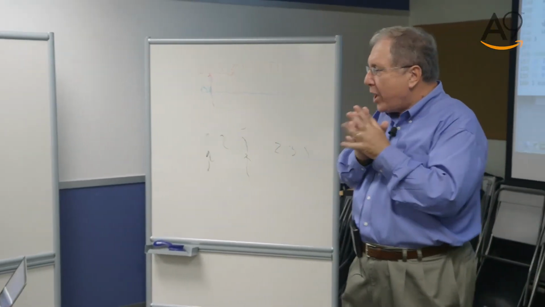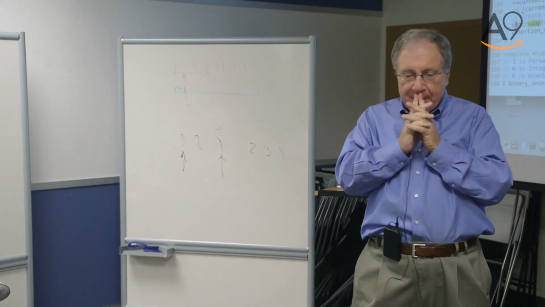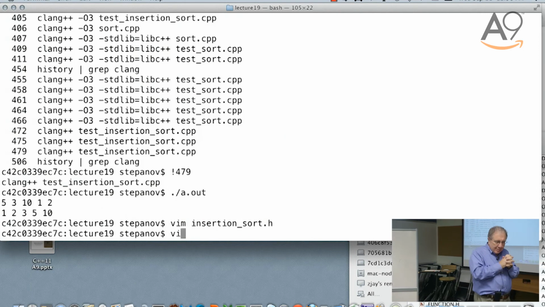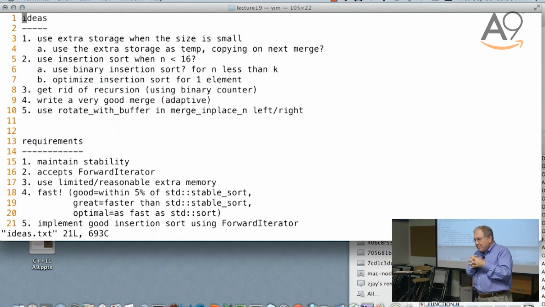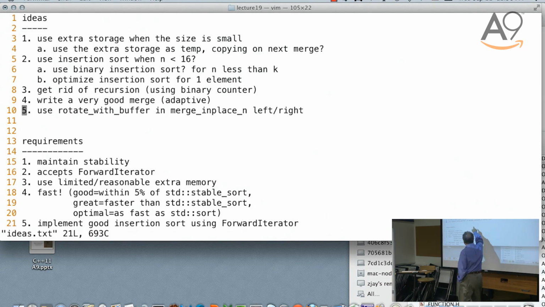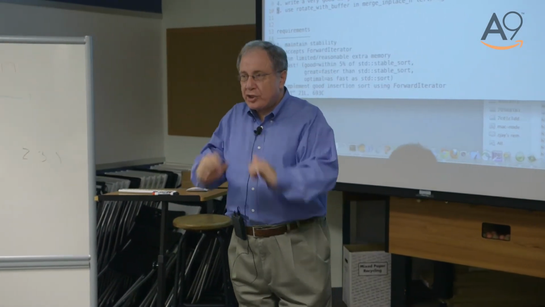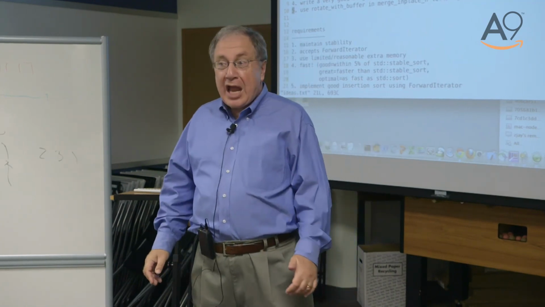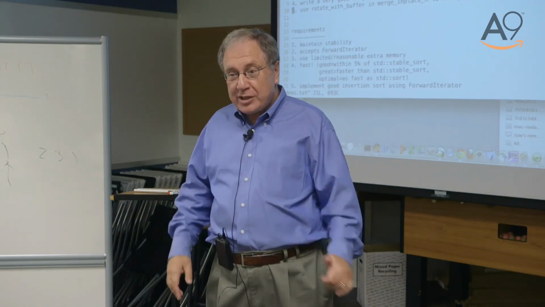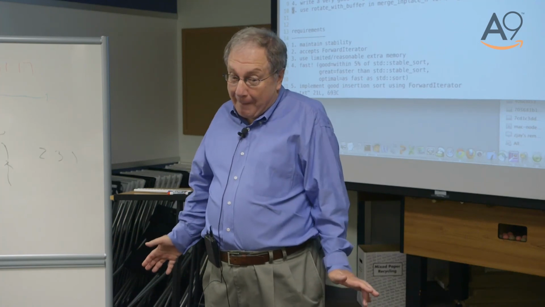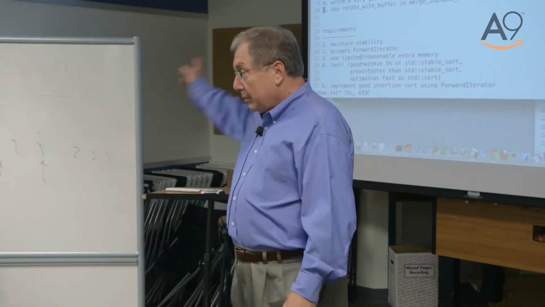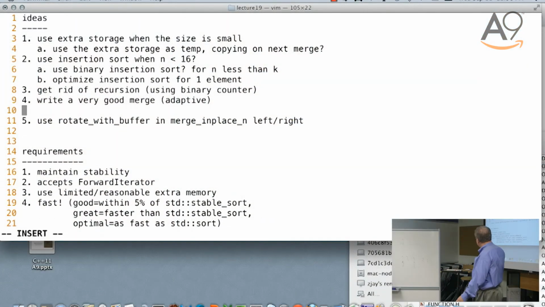Let me mention just one more idea. Could we go to the file called ideas? Recursion is right, very good. But there is this thing: we already have the adaptive part, but for the non-adaptive part we still use merge, std::merge. Could we write a faster merge than std::merge? Could we write a better merge than std::merge?